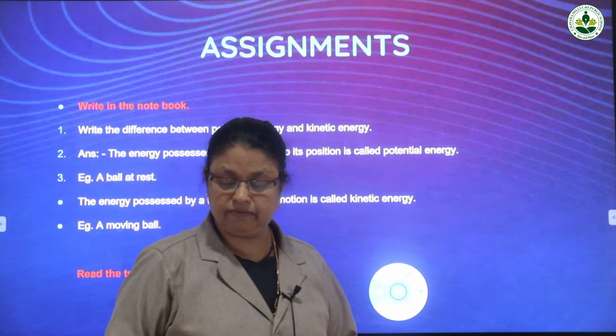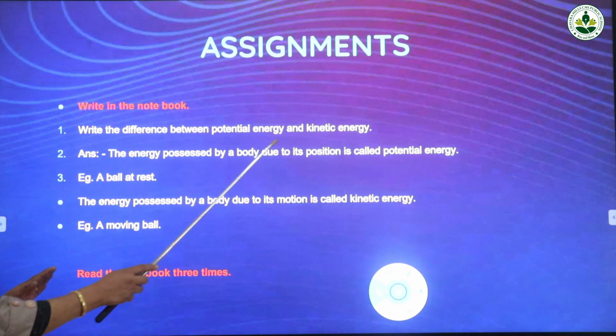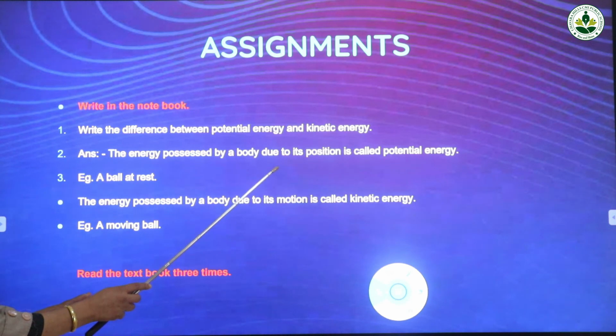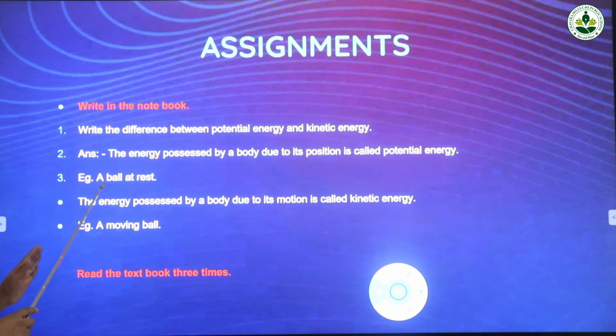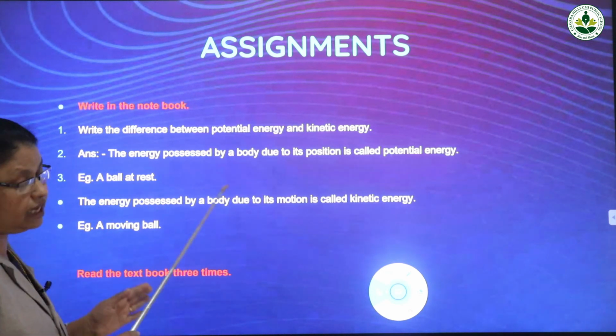And here are some assignments for you. The first one, you have to write these question answers in the notebook. Write the difference between potential energy and kinetic energy. The energy possessed by a body due to its position is called potential energy. For example, a ball at rest. The energy possessed by a body due to its motion is called kinetic energy. Example, a moving ball. Okay, and you have to read the textbook at least 3 times, understand the new words, and if you don't understand, again you have to see the video and read the textbook.